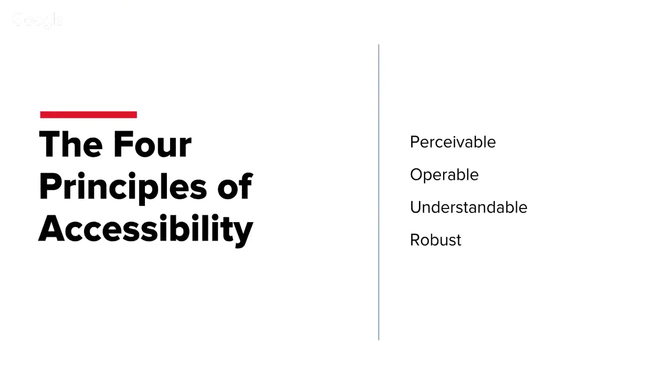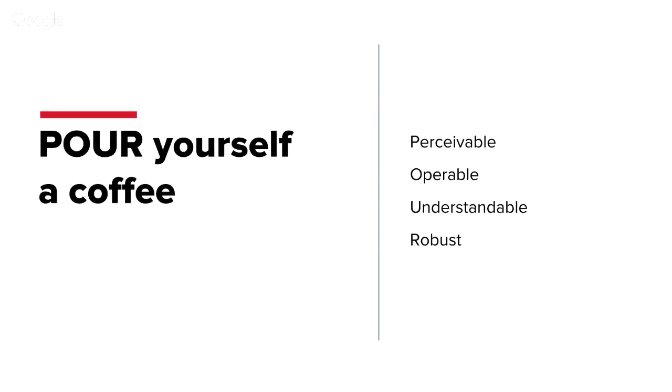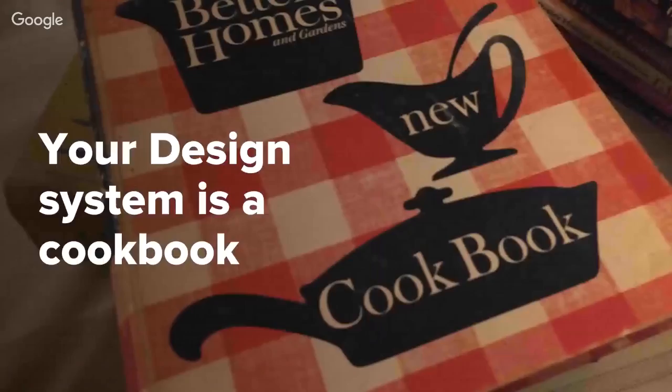There are 4 principles of accessibility. Your content has to be perceivable, which means your information and UI components must be presentable to users in ways they can perceive. Your content needs to be operable. The UI components and navigation must be operable. It needs to be understandable. Information and the operation of the UI must be understandable and robust. The content must be robust enough that it can be interpreted reliably by a wide variety of user agents, including assistive technologies. The easiest way to remind yourself of the 4 principles is POUR, which means, for me, pour yourself a coffee. I love coffee.